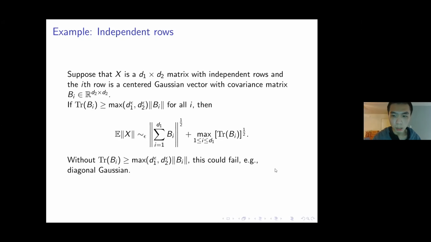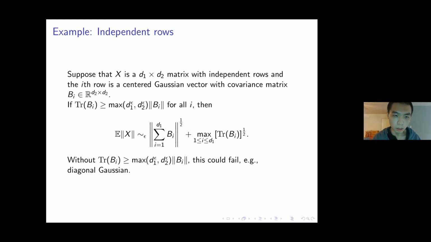Okay. And then all the B_i are different. For different i, all the B_i are different. So it's only independent rows, but not necessarily IID rows, because for different rows, the covariance matrix of that row is a different matrix. Okay, it could be a very different matrix across different rows. So this B_1 to B_{d1}, they could be very different across different rows.